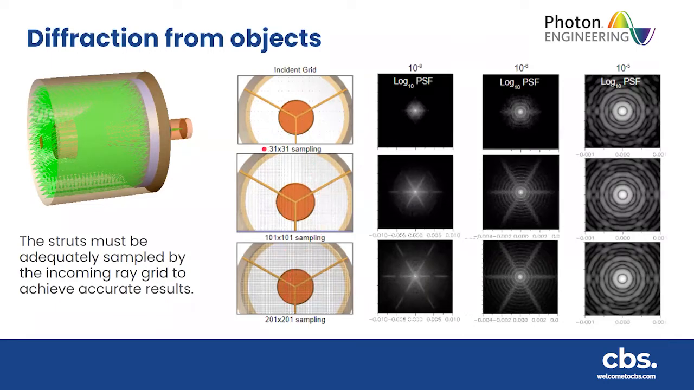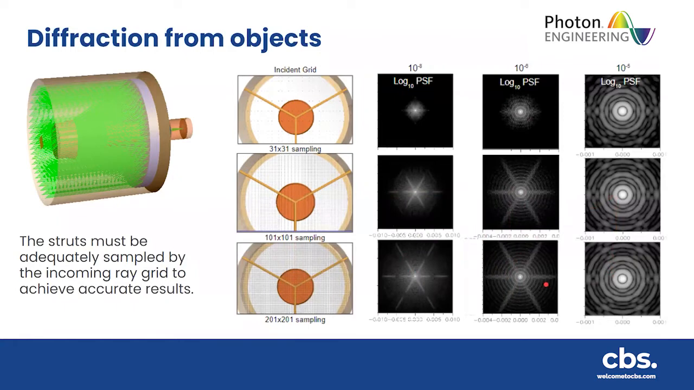If we have a grid of 31 by 31 rays, it's nowhere near sufficient because the diffraction pattern is not quite as you expect. It's still showing some sort of diffraction effect, but it's not quite converged to the right answer yet. Then as we increase the sampling to 101 by 101 and 201 by 201, you can see how the diffraction effect starts to form and becomes very clear.